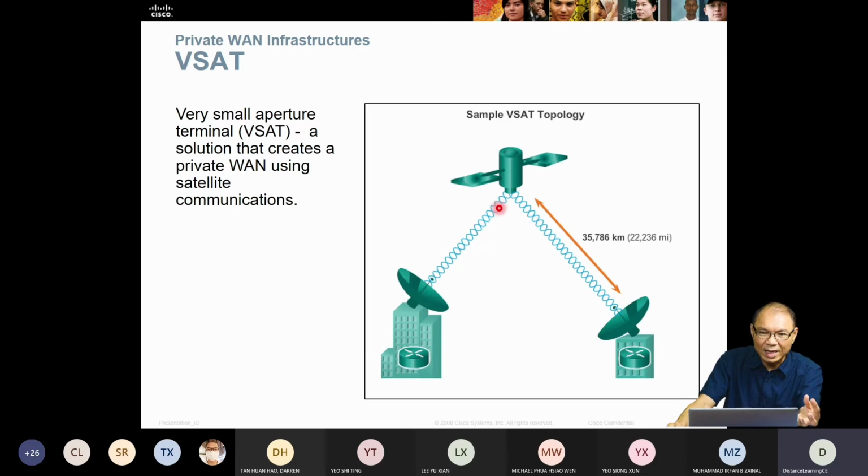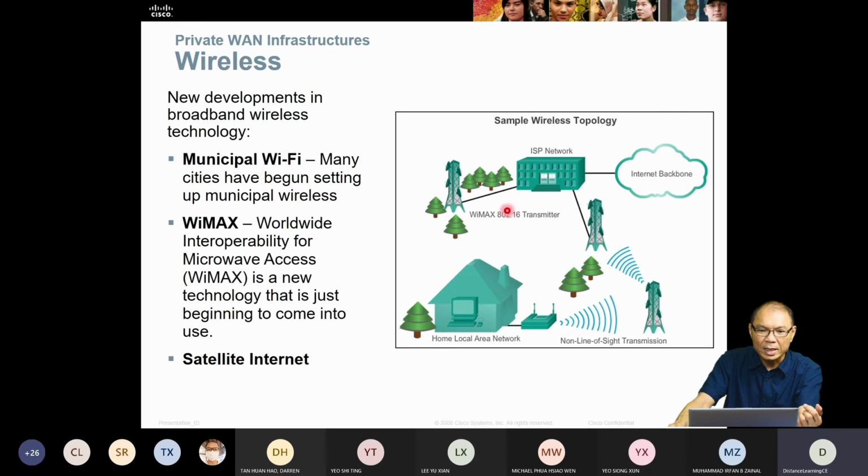If I have a satellite and I launch my own satellite, and then I have the receiver on Earth, then I can actually set up my own VSAT. They call it very small aperture terminal. This is a private wide area network. It can go anywhere around the globe because the satellite is always traveling around the world. Unless you are a super billionaire, I don't think we can even afford to launch a satellite. And today's technology, there are more.